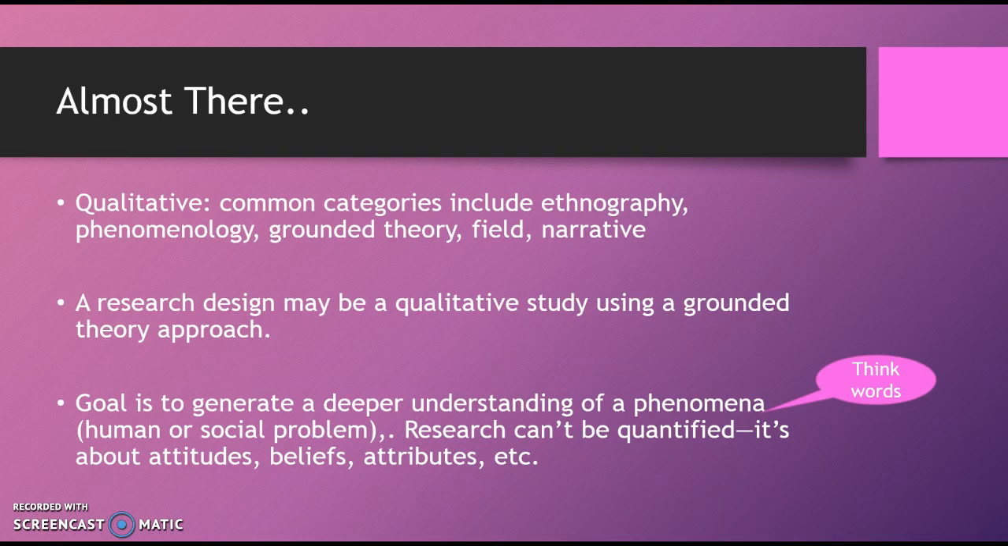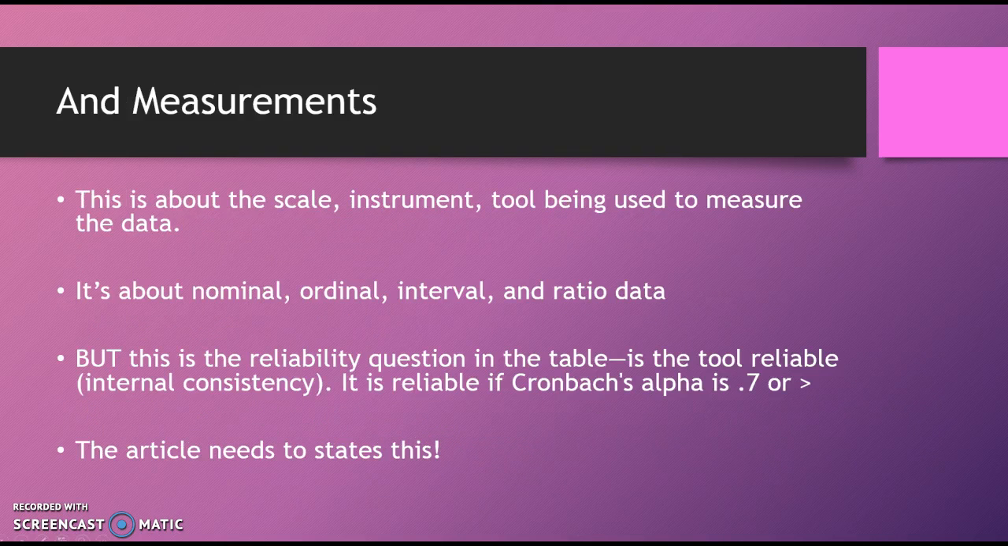But even with the quantitative studies in your evaluation table, instead of just writing quantitative, try to break it down a little bit further. Is this a quantitative correlational study? Okay, do the best you can do. For sure, you need to identify qualitative and quantitative, but also look at the subtypes as well. With qualitative, the goal is to develop a deeper understanding of phenomena. And research in this design can't be quantified. It's about the attitudes, the beliefs, the attributes, and you're really thinking in words, okay?